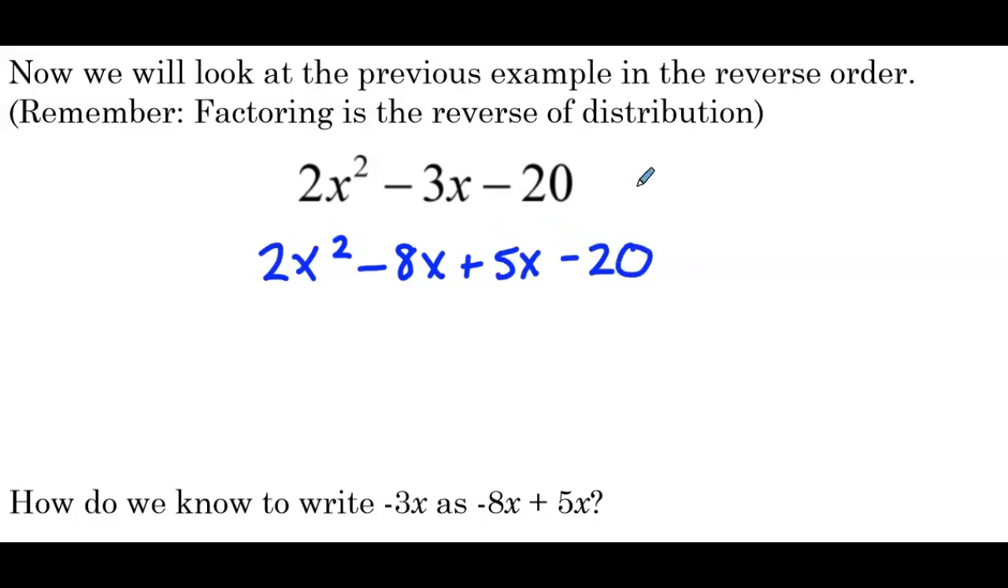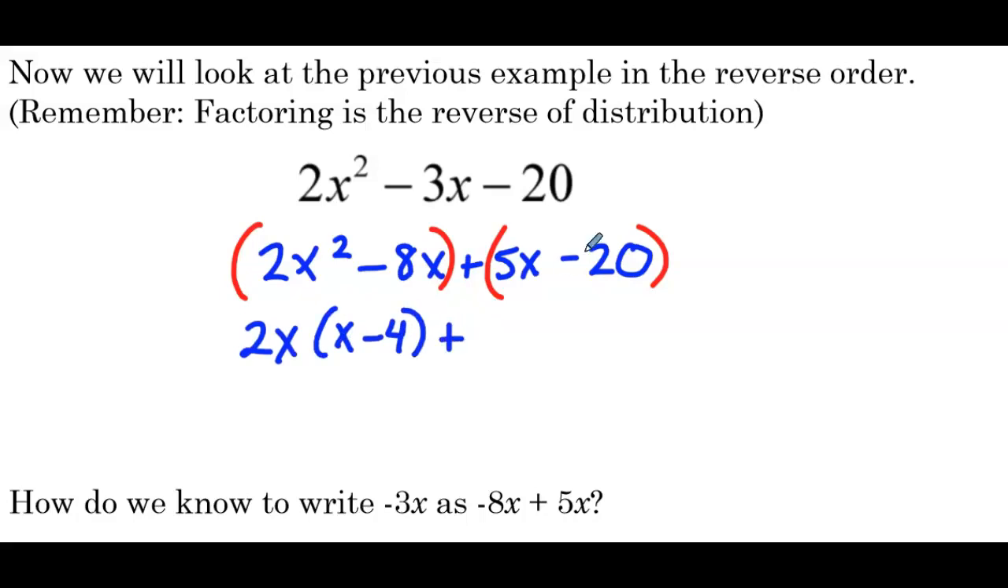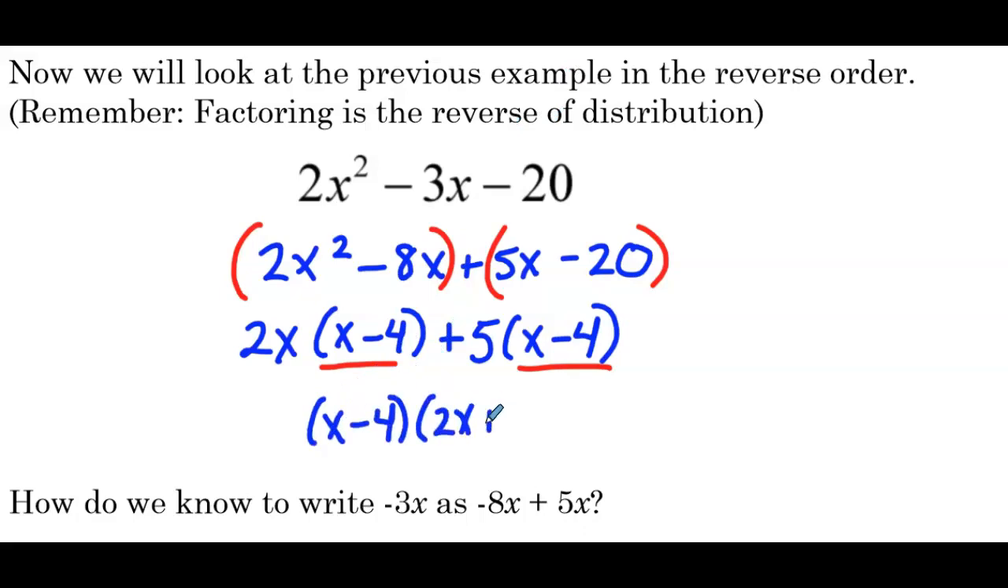Now, in order to factor an expression with 4 terms, we can use grouping. So we'll group the first 2 terms together and the second 2 terms together. The greatest common factor of the first 2 terms is 2x, and then we have x minus 4 left. The greatest common factor of the second 2 terms is 5, and then we have x minus 4 left. So we can factor out the greatest common factor of x minus 4 from each term, and we'd be left with 2x plus 5. So although the factors are in a different order, the commutative property of multiplication says that's okay. We can change the order of our factors, but we have the correct 2 factors.